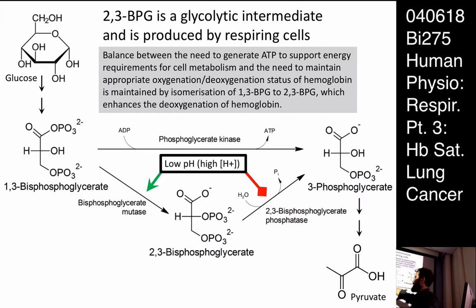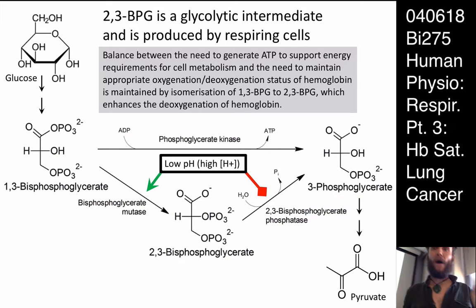Phosphoglycerate kinase takes 1,3-bisphosphoglycerate and transfers one of the phosphate groups from 1,3-BPG to ADP and produces a unit of ATP, leaving us with 3-phosphoglycerate.